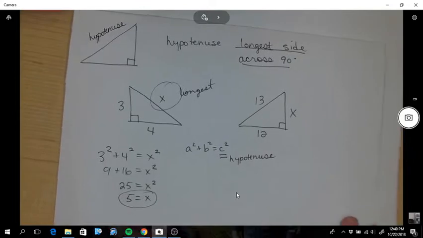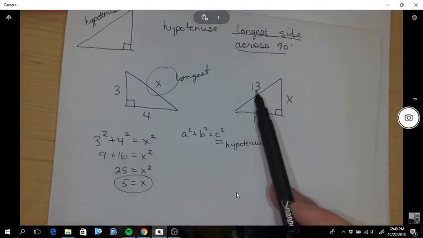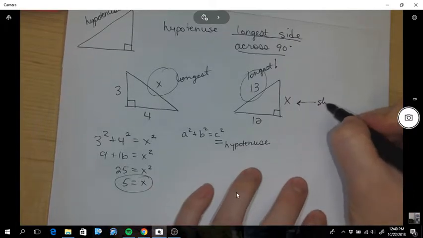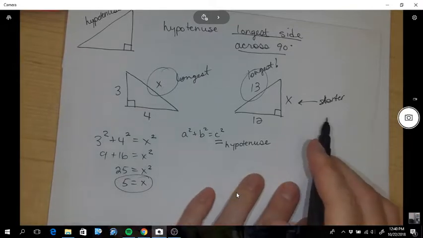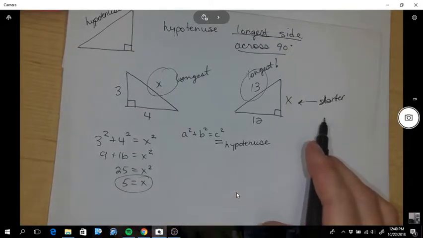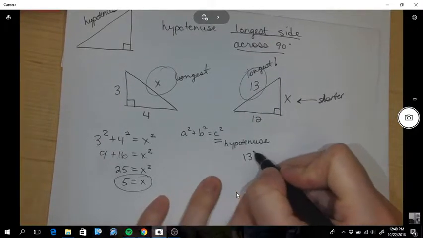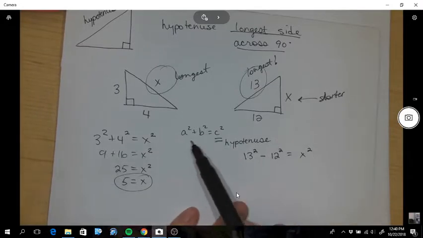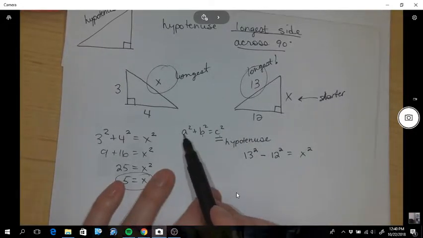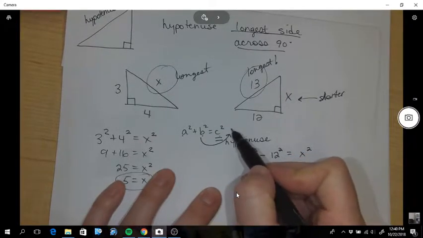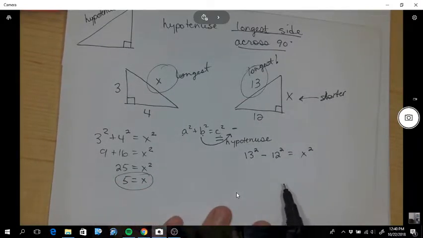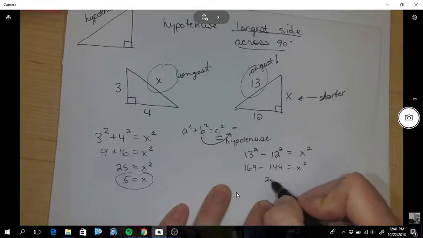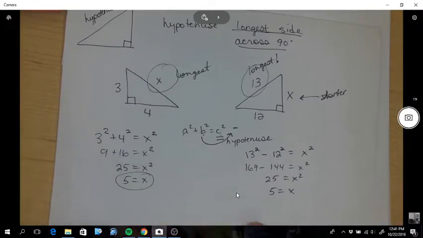Okay? Now, in the second example here, do you see that I'm given the longest side? So I want to find a side that is shorter. If I'm finding something that's shorter, I would subtract. But you have to obviously take the biggest side first. So 13 squared subtract 12 squared, right? Because otherwise you get a negative number equals x squared. All I did was move around this formula because I have this and want to know this. So if I take one of these over, I would subtract it. Okay, so that's all we're doing to the formula. So 169 subtract 144 equals x squared. So that's 25 equals x squared. So my solution is 5.